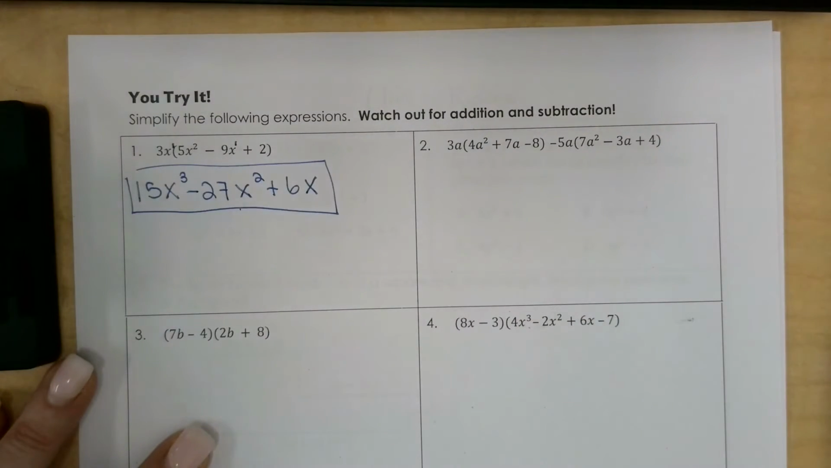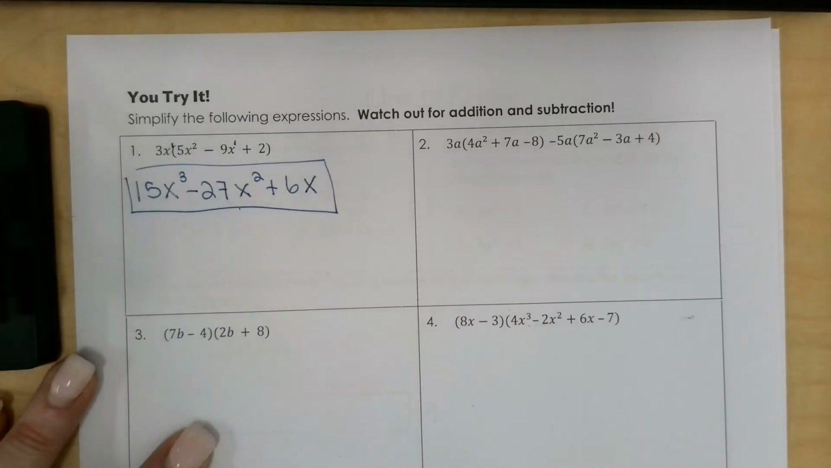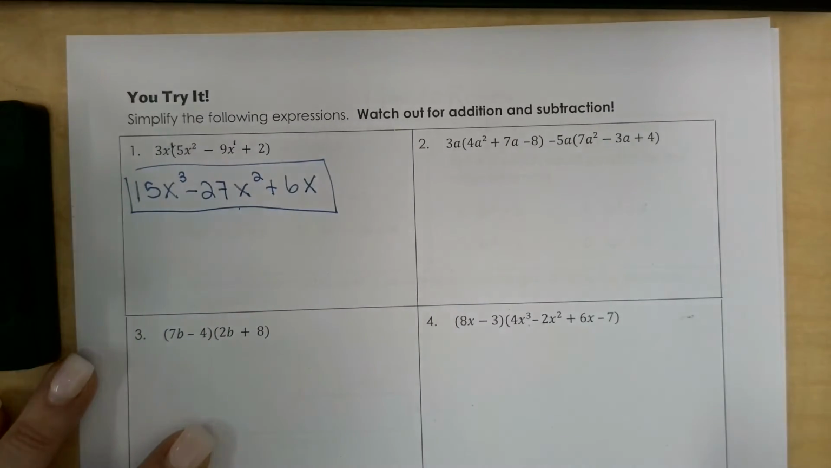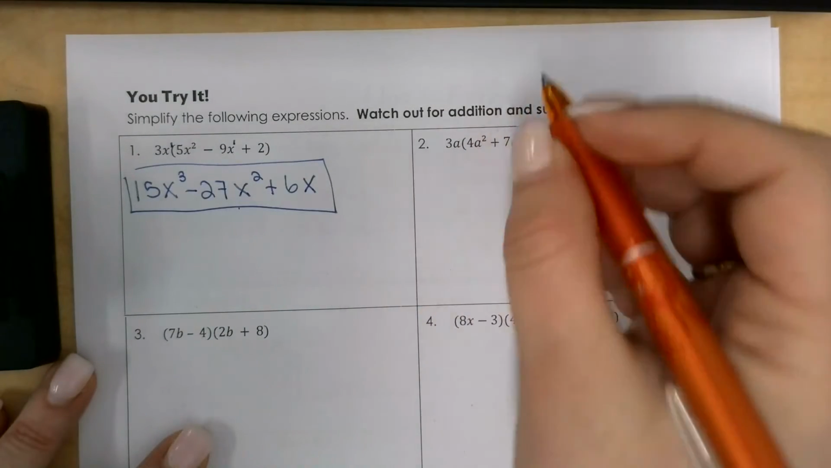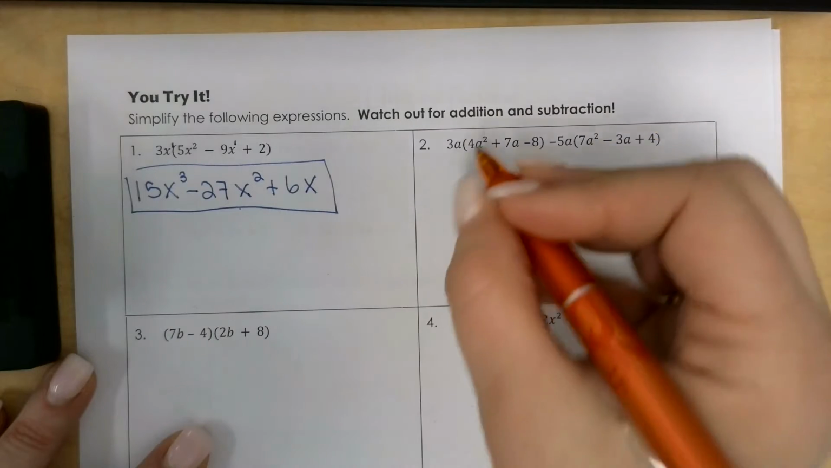No like terms to combine. A lot of distributing here, which is very exciting. And it does say watch out for addition and subtraction. So I'm wondering if I have to combine like terms. Let's distribute this monomial to this trinomial first.